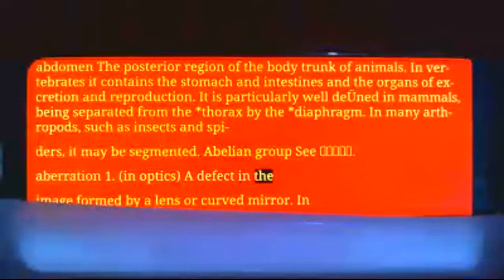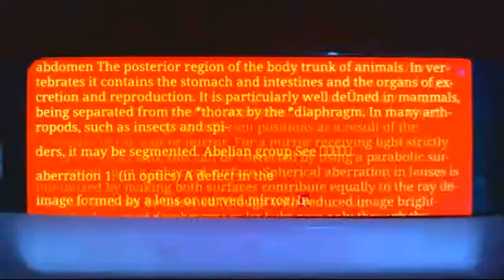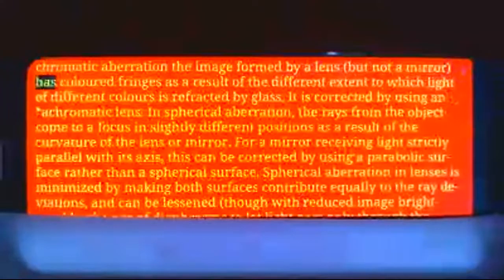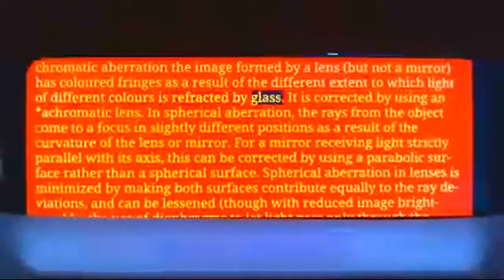Aberration. 1. In optics, a defect in the image formed by a lens or curved mirror. In chromatic aberration, the image formed by a lens but not a mirror has colored fringes as a result of the different extent to which light of different colors is refracted by glass. It is corrected by using an achromatic lens.